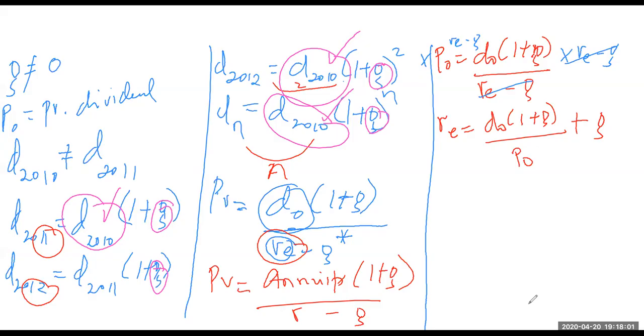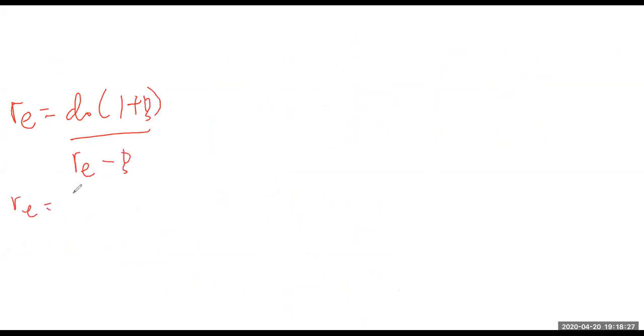Okay, welcome back for our second session. The last thing we were discussing was how we get the cost of equity in case there is a constant growth in the dividend. We forgot to conclude: the cost of equity is equal to D0(1+g) divided by the cost of equity minus g, where RE is equal to the cost of equity.